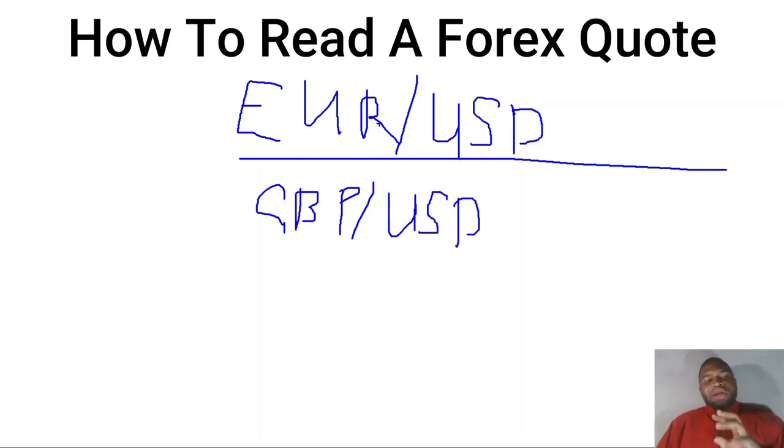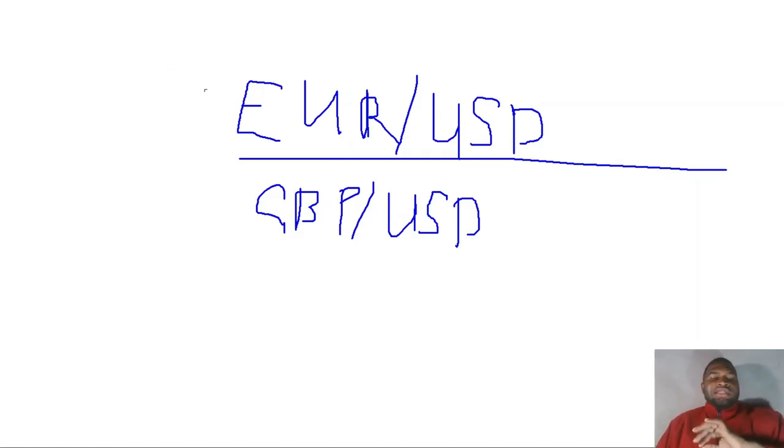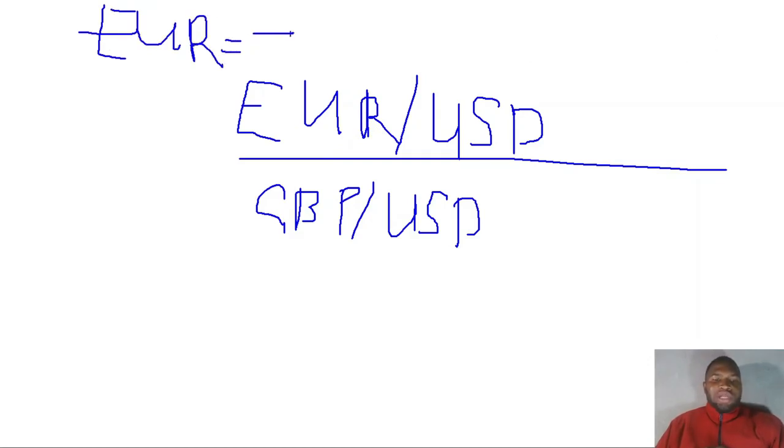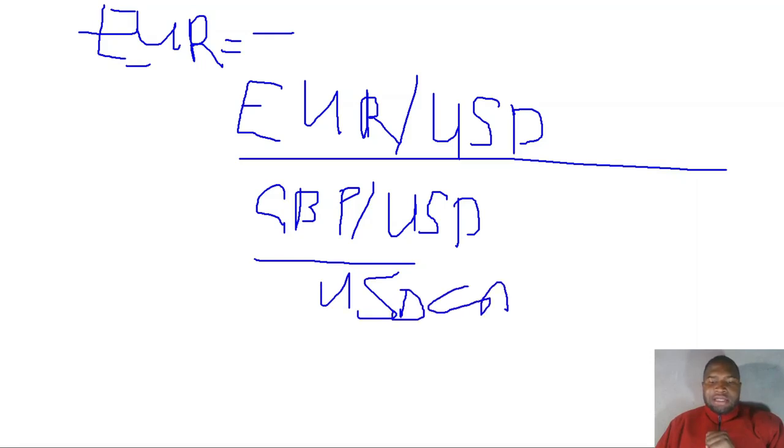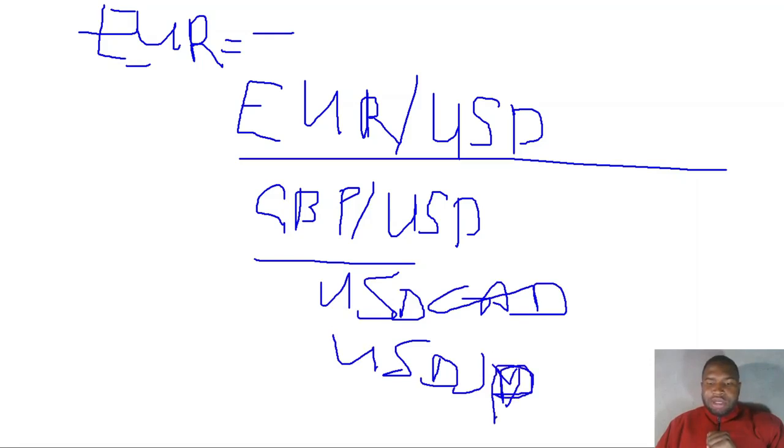So when they are being quoted, they don't just quote you that the euro is equal to something and tell you the exchange rate of that euro. No, they quote them in pairs. So we have EUR/USD, we have GBP/USD, we have USD/CAD, and USD/JPY, and so on and so on.